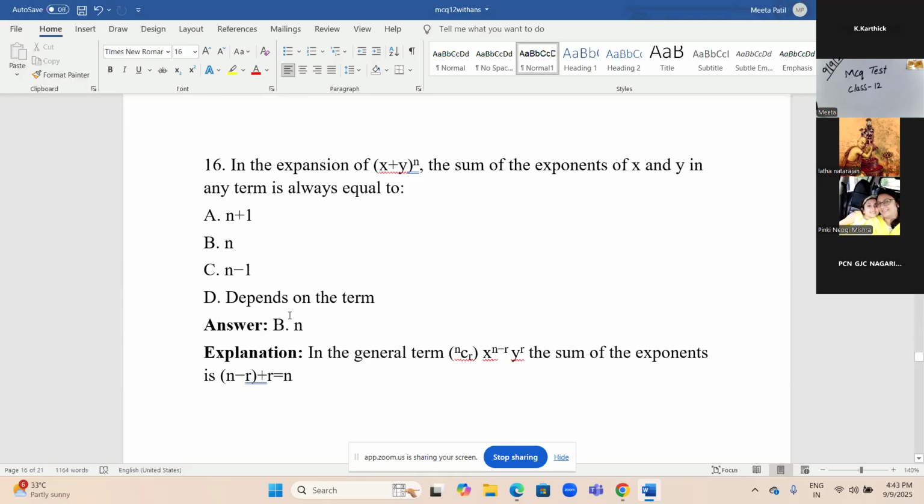Next, the 16th question. In the expansion of x plus y power n, the sum of the exponents of x and y in any term is always equal to what? We know the general term: nCr into x power n minus r and y power r. The sum of the exponents is n minus r plus r. The r and r cancel, and you get n. So your answer is option B, n.